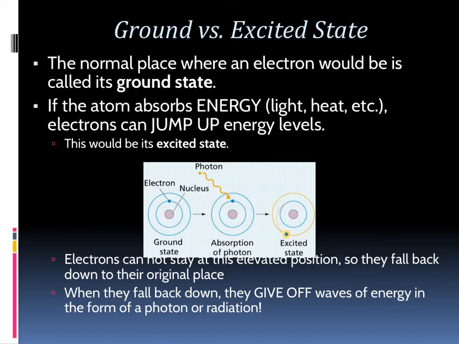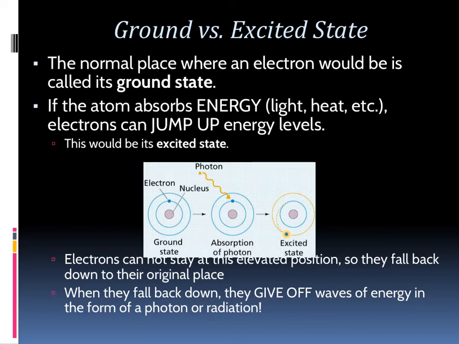Electrons can't stay at that position though. It's really hard for them to stay at that position. They will eventually drop back down to their ground state, to their natural state. So what goes up must come back down. When they fall back down, they have to release that energy. Remember, they're placed in their energy level based off of how much energy they have. So when they gain energy, they move up energy levels. When they lose energy, they move back down.